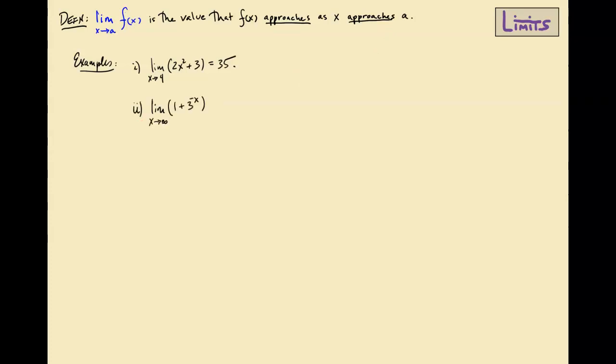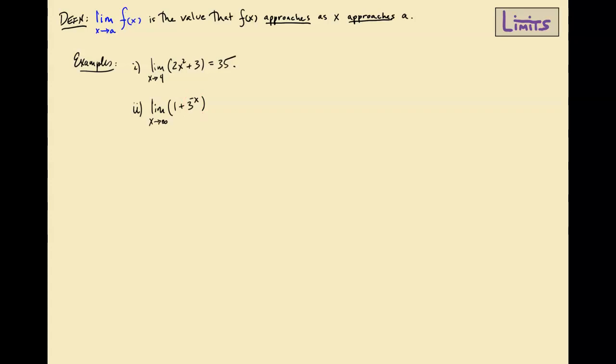Next example. Let's think about the limit of this function, 1 plus 3 to the minus x, as x approaches infinity. Never mind the 1 for now, that just sits there because it doesn't depend on x. But 3 to the minus x, what happens to that as x gets bigger and bigger and bigger? Well, we're looking at things like 3 to the negative 1,000,000th power, which is the same thing as 1 over 3 to the power of 1,000,000.